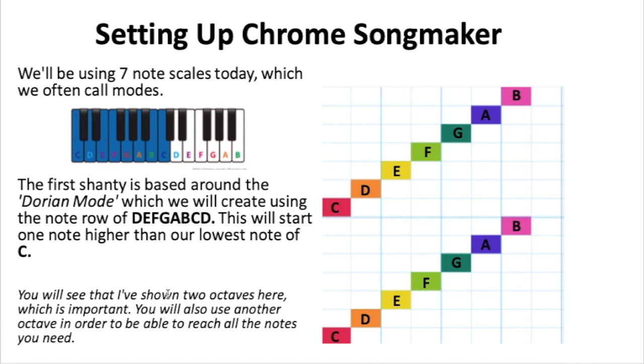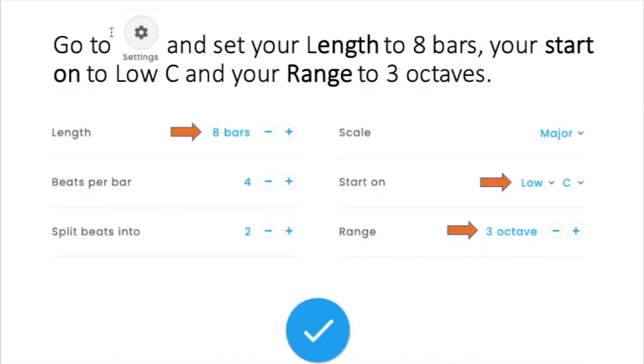You'll see also that I've shown 2 octaves here, but you will also use another one in order to be able to achieve or reach all of the notes that you need. So I'm just going to show you what to do in terms of your setup. You'll go to settings as usual, and you'll set your length to 8 bars, you'll start on to low C, and your range to 3 octaves. Remember, low C because we're going to go 1 note higher, and you'll see why we need that C before too long. So let's just do that together.